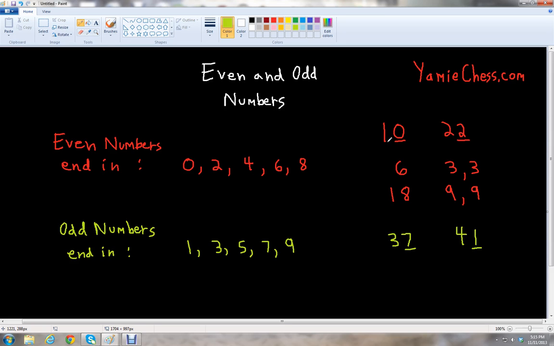Also notice that the number 10 is even because it ends in the number 0. And we have the number 22, which is even because it ends in the number 2. So those are even numbers.